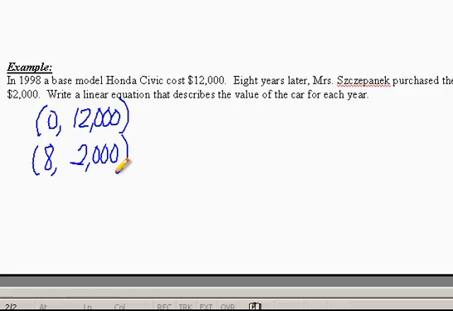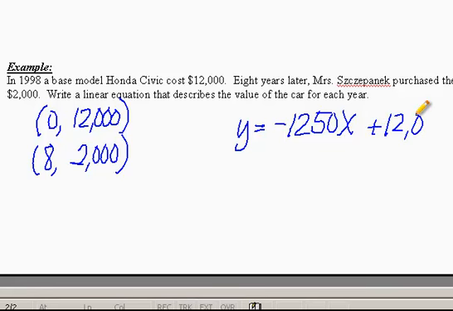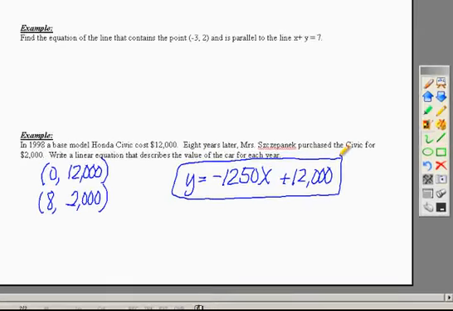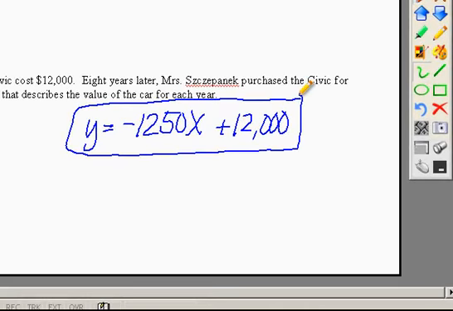Okay, now that you've had a chance to look at this, the equation that you should be getting is y equals negative 1,250x plus 12,000. And if this isn't an equation that you were able to get, we will start tomorrow's class by going through questions, and so I will gladly go through and explain.